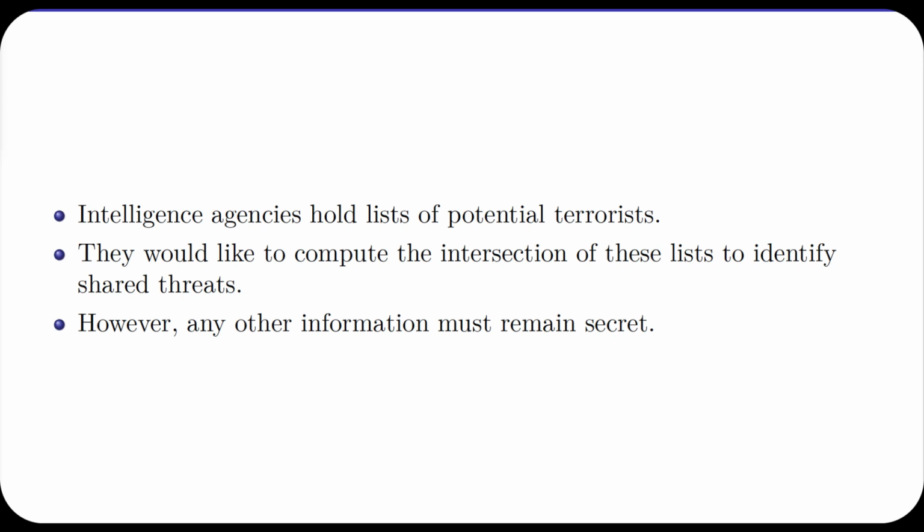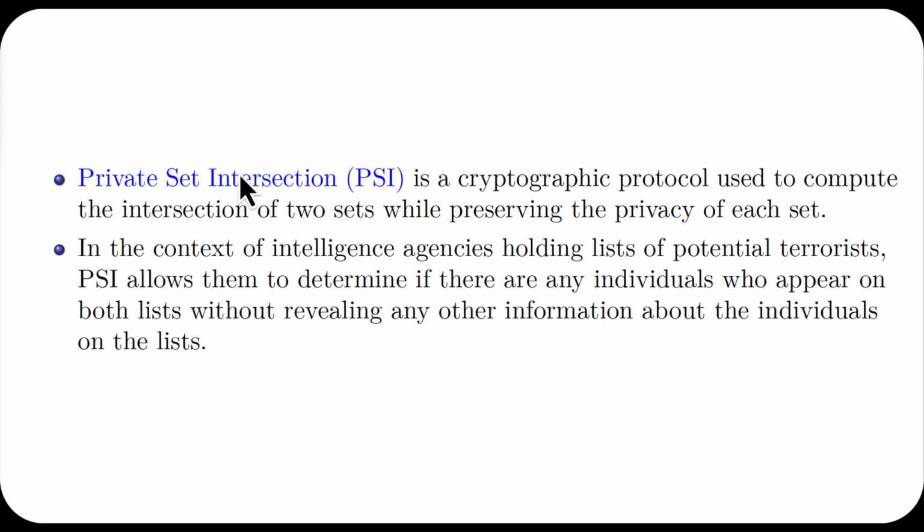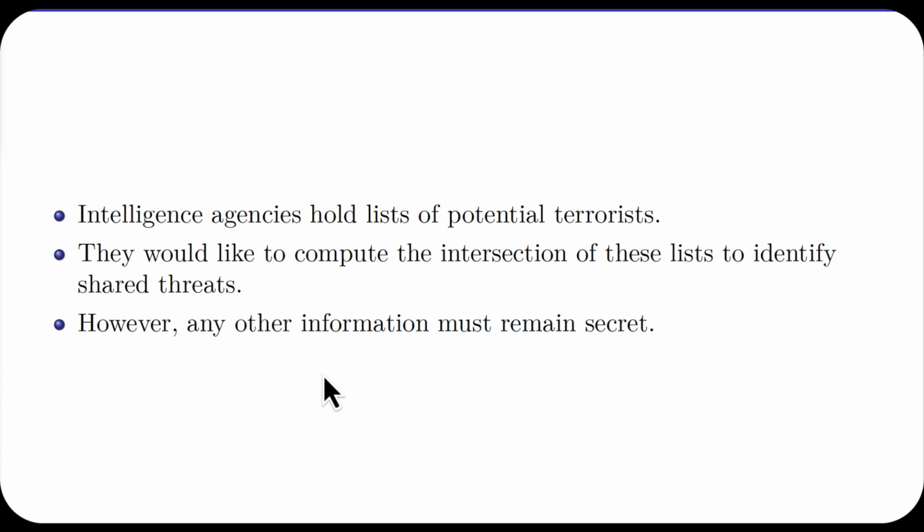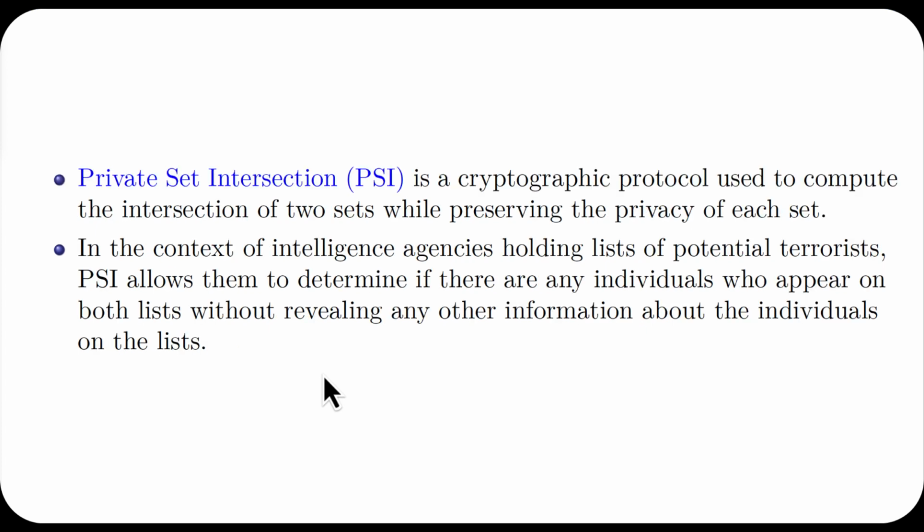How can you achieve this one using secure multi-party computation? We call this problem private set intersection, which we define similar to what we did here with the secure function evaluation. It would be a specific set of techniques under secure multi-party computation. It's a cryptographic protocol used to compute the intersection of two or more sets while preserving the privacy of each set.